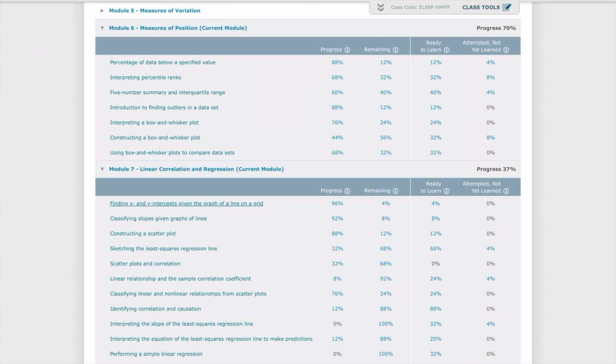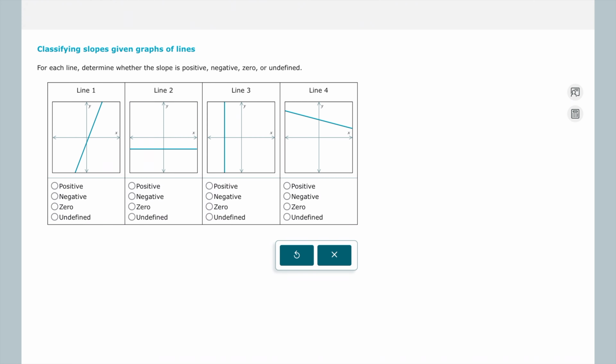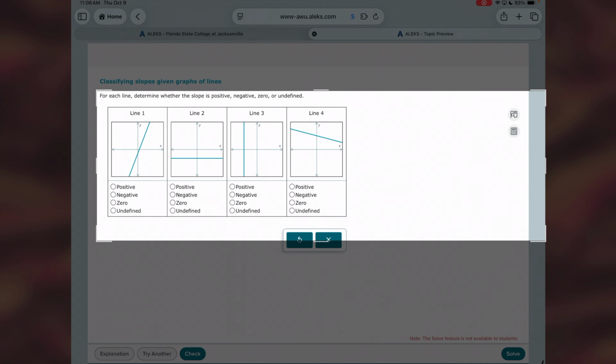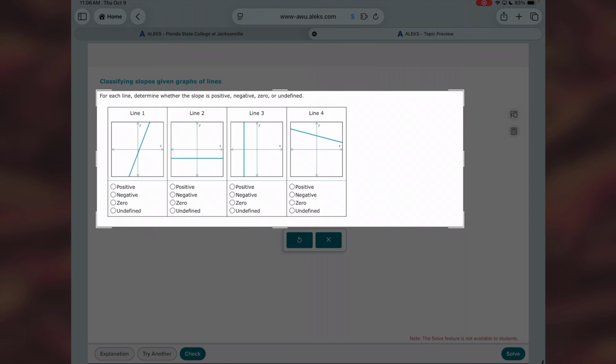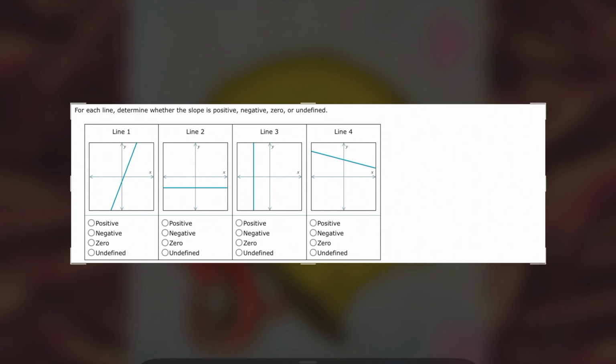Another prerequisite topic is classifying the different graphs. When we look at graphs like this, we don't actually have to do the horizontal and vertical ones, but I'll write it over here anyways, just because. The ones we'll have to deal with are the positive and negative, so we always look at these from left to right. This one is going up from left to right, so it is positive. This one is going down from left to right, so it is negative. Those are the key ones that we'll look at.